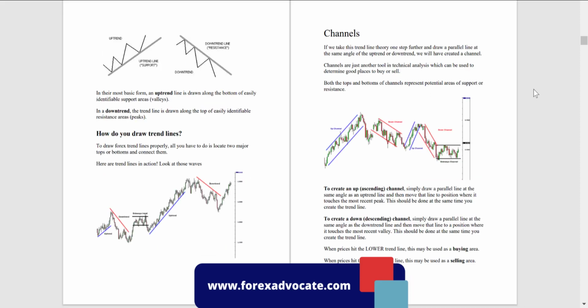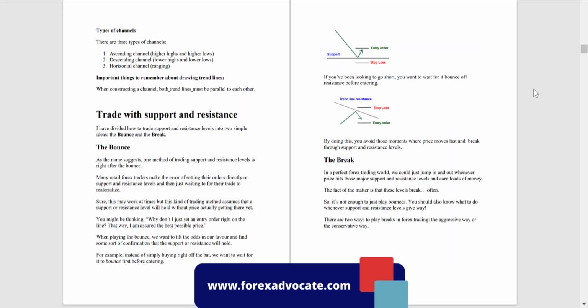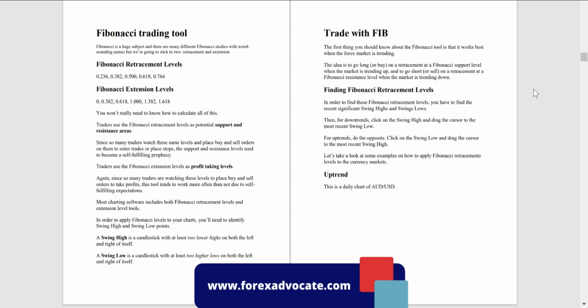Trend lines. So how do you draw your trend lines? Then move on to channels. The types of channels are explained here. You now go to trading with support and resistance. If you want to trade using your knowledge of support and resistance, what will you do? How will you do it? You check the bounce and the break.